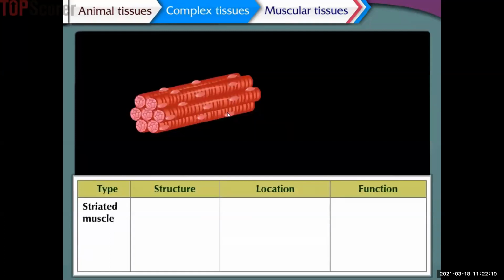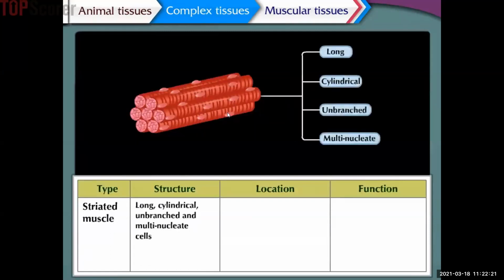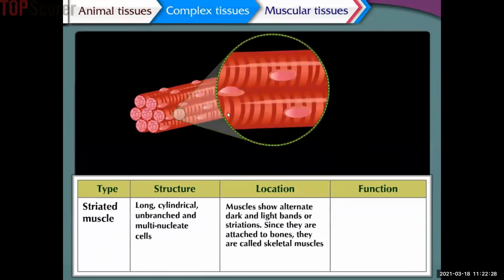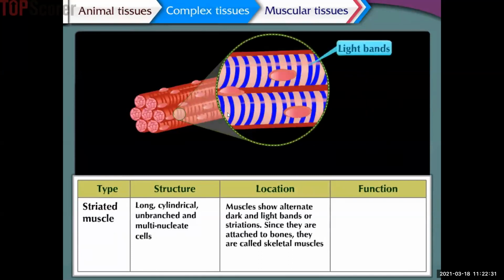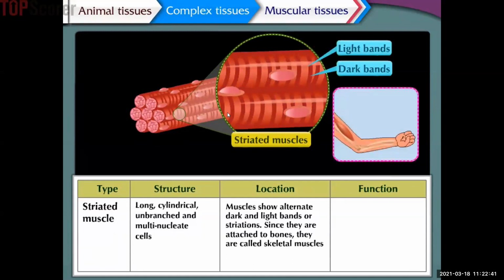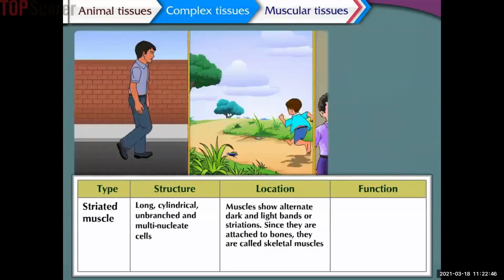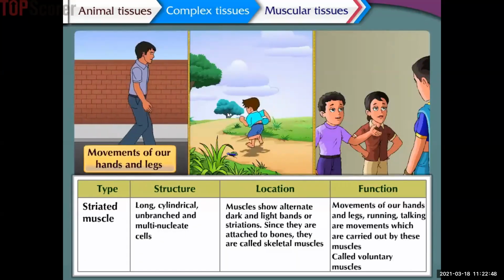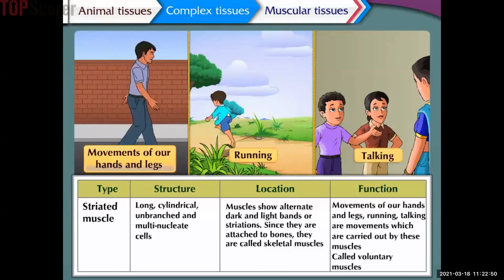Striated muscles. The cells in these tissues are long, cylindrical, unbranched, and multinucleate. Under the microscope, these muscles show alternate light and dark bands or striations. Hence, they are called striated muscles. As these muscles are connected to the bones, they are called skeletal muscles. Movements of hands and legs, running, and talking are carried out by these muscles.